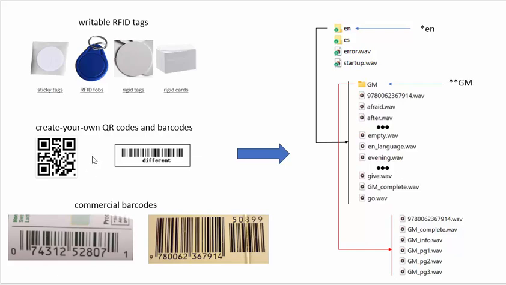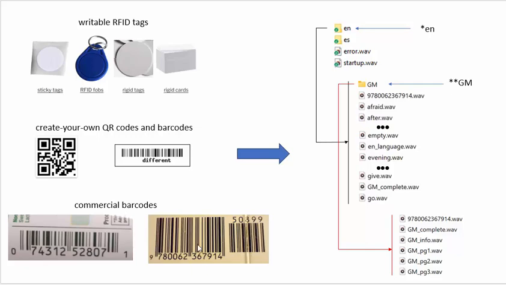Then you can create your own using online tools, to create your own QR codes and barcodes. And you can encode text on those. And text is the key here, whether it's alphabetic characters or numeric characters.